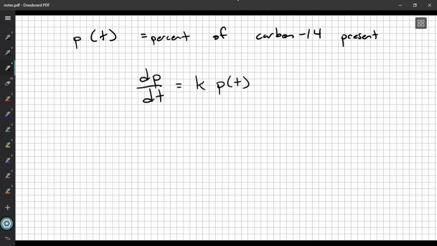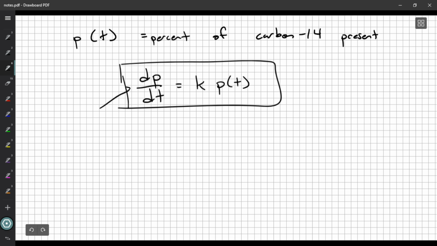Okay. So there's a differential equation here. The change in percentage is proportional to the current percentage. Or if we were doing it with mass, the change in mass of the isotope is proportional to the current mass of the isotope. Okay. So let's go ahead and solve this. We could treat it as a separable differential equation.